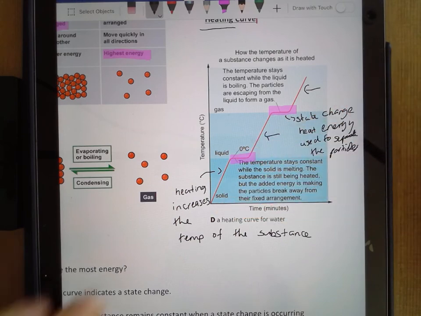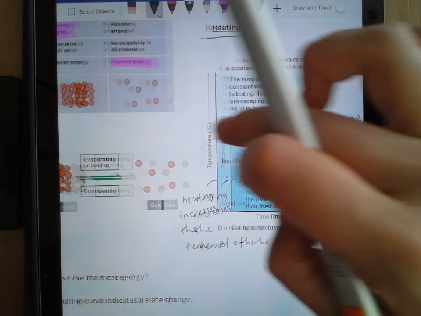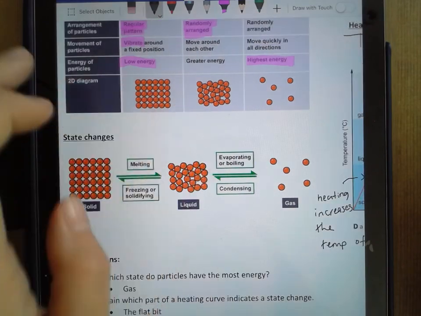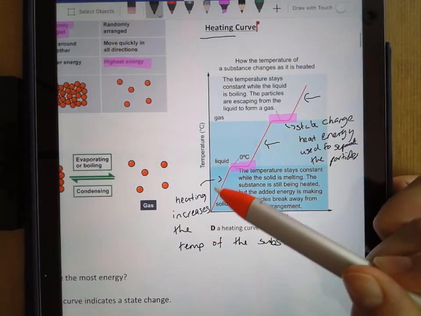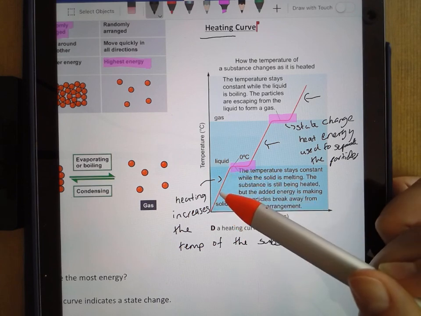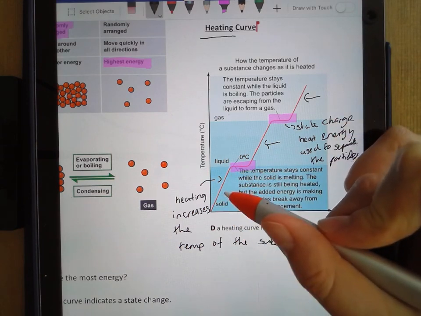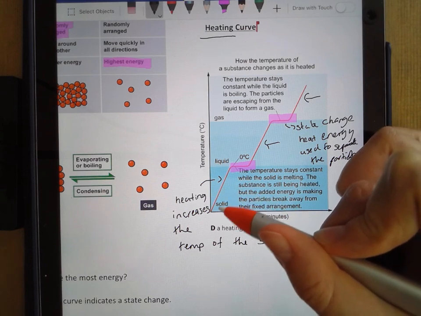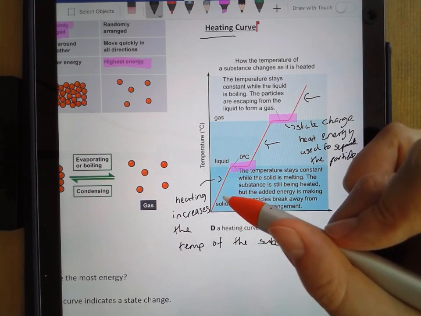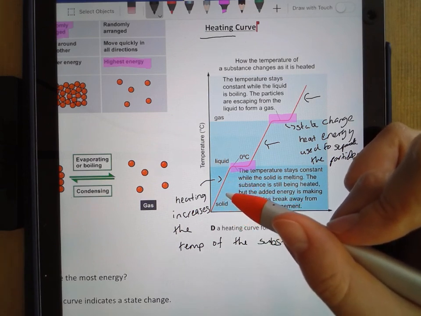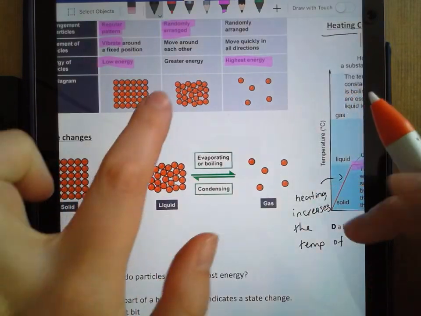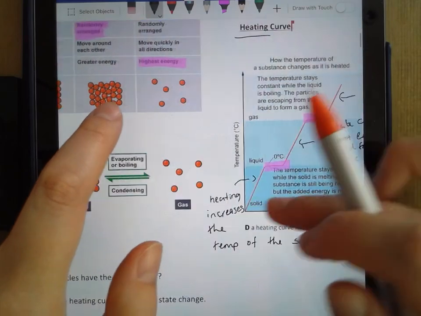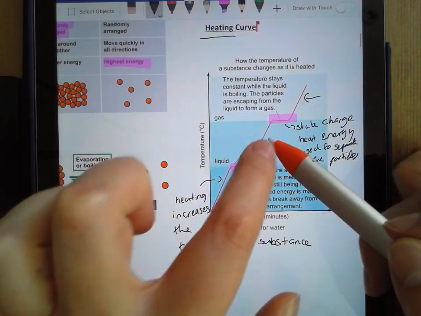As the state changes as well, there's a few other things you could comment on. As the state changes, the ability of the particles to move is going to change. So at this part of the graph, when the substance is a solid, your particles are only vibrating. As you heat the substance, the particles are going to vibrate more and more. You're giving them more and more energy. And eventually, those particles will have enough energy and they'll be vibrating so much that they will be able to separate and form a liquid.